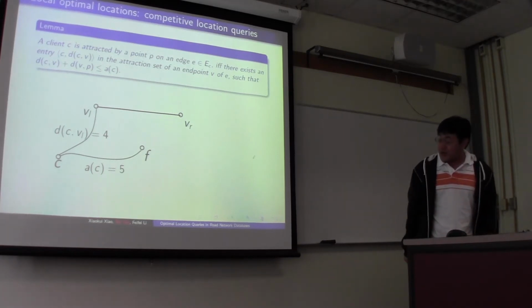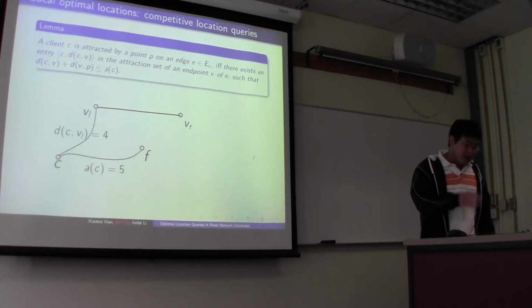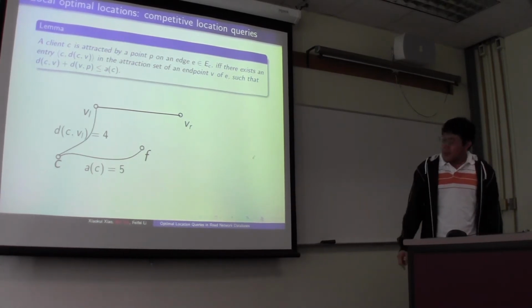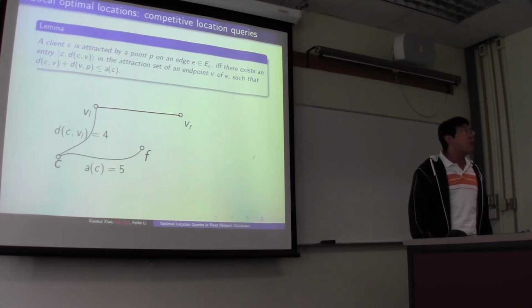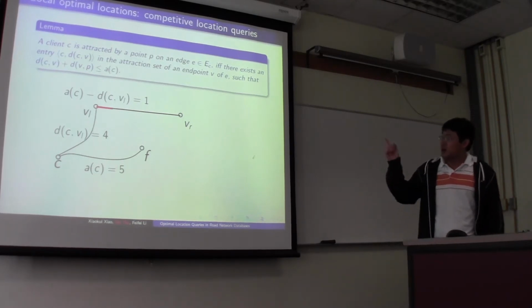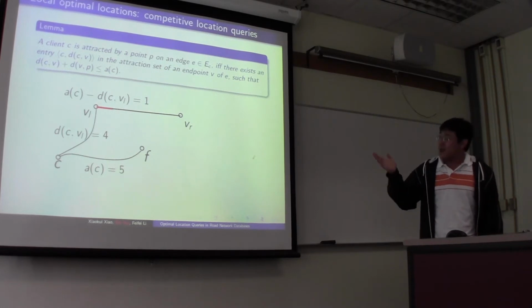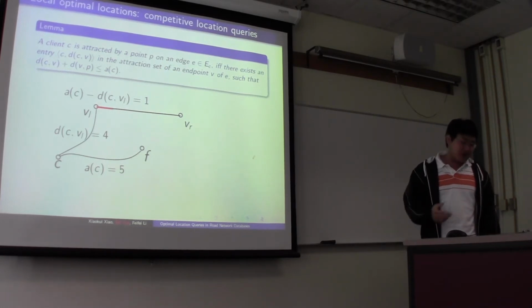So here I use an example to illustrate the idea of this lemma. Suppose we have edge VR, and the client C and facility F like this. If we want to find a point on the edge to attract client C, then the point should reside on the red line segment. Otherwise, the client C will be attracted by the facility F.